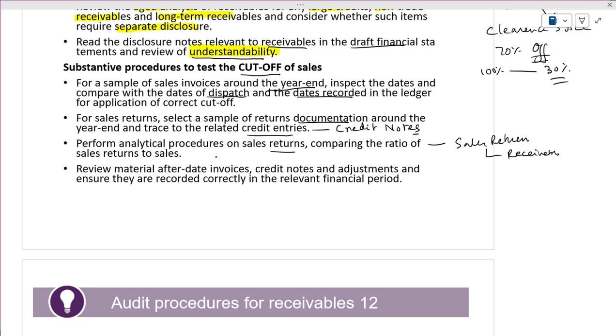Review material after date invoices, any credit notes and adjustments, and ensure that they have been recorded in the relevant financial period.